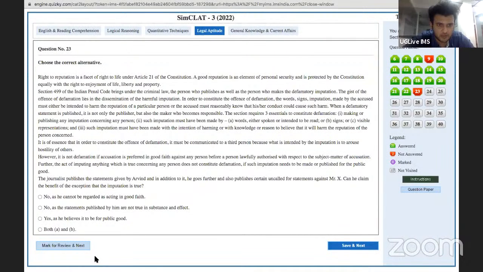A journalist publishes the statement given by Arvind and in addition to it he goes further and also publishes certain uncalled for statements against Mr. X. Can he claim the benefit of the exception that the imputation is true? Publishing are not true in substance, no, as he cannot be regarded as acting in both A and B. Will it be A and B, or just B, guys?